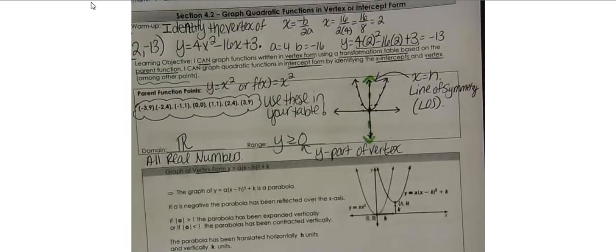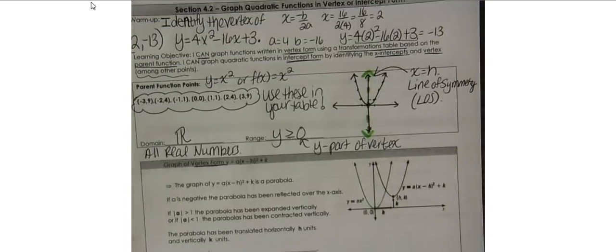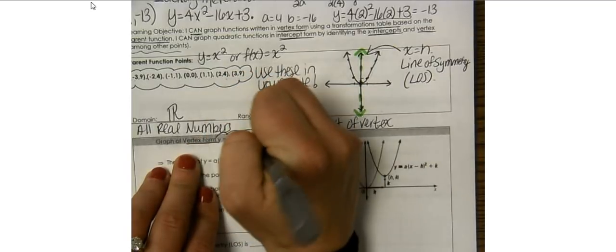So that is just a very brief overview of our parent function. You'll need to know about the parent function and what it looks like, because we're going to transform it using our vertex form. Now, vertex form is y equals a times parentheses x minus h squared plus k. It's a very similar structure to our absolute value function that we already talked about.